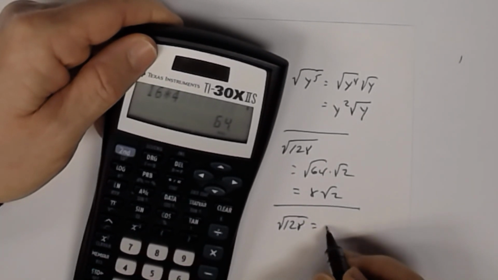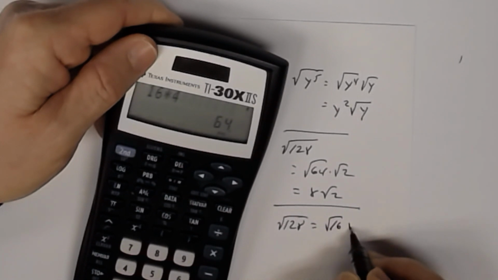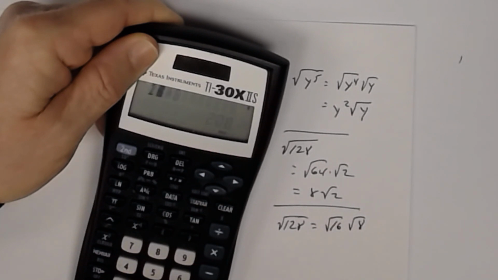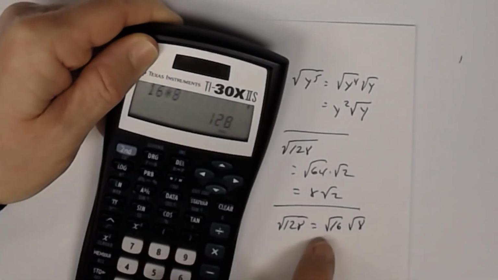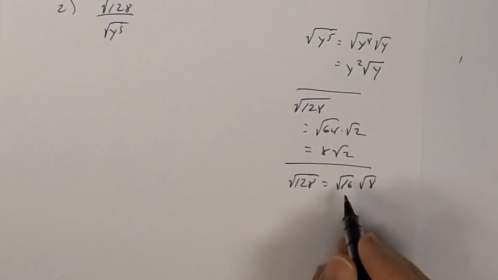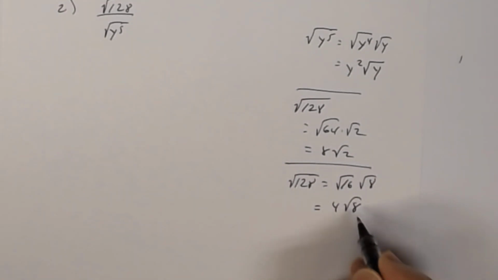You might have said, well, I'm going to write this as the square root of 16 times the square root of 8, because 16 times 8 is 128. The problem with that is this. You can do it this way, but just watch. You get 4 square root of 8, but notice I can simplify the square root of 8 further.